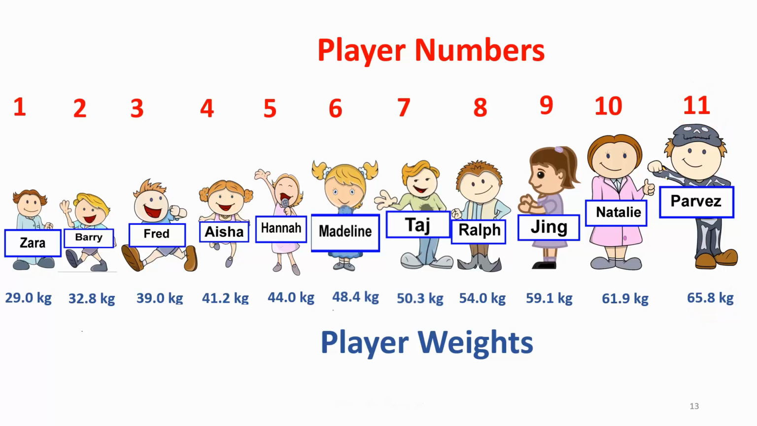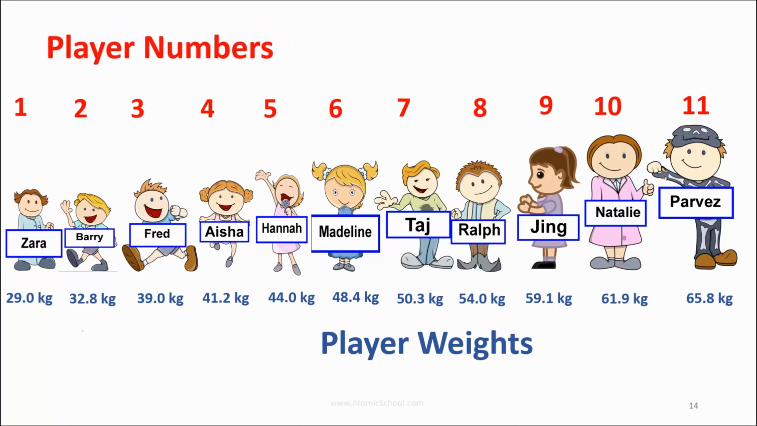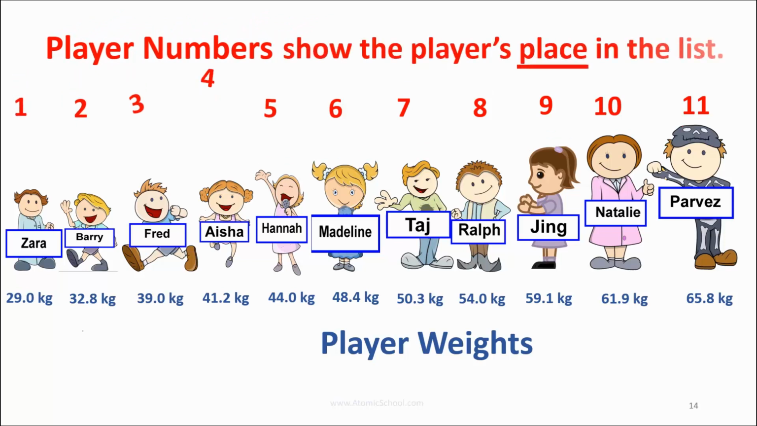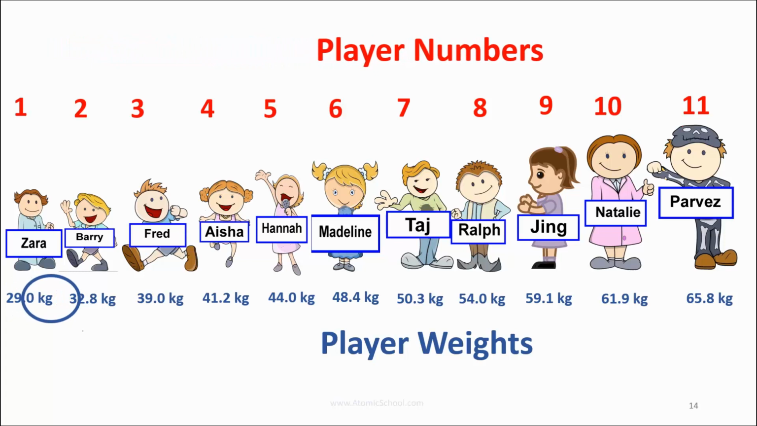How are they different? Notice that the player numbers are always whole numbers because they show the player's place in the list. You can come second or third in a list, but can you come second and a half? No. But the players' weights are measurements that can have fractions and decimals.